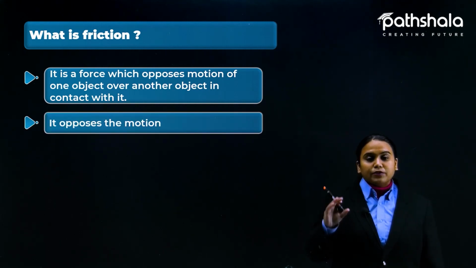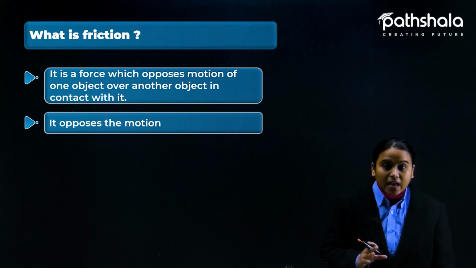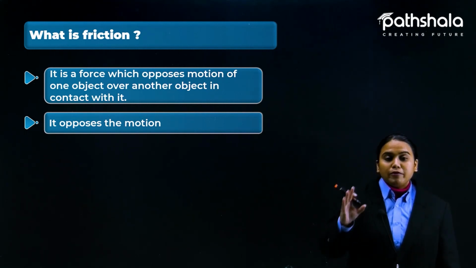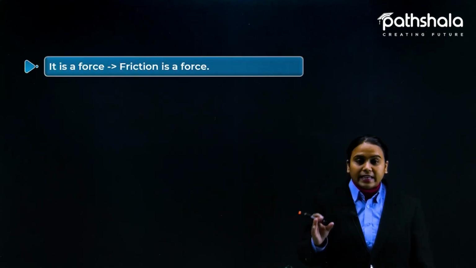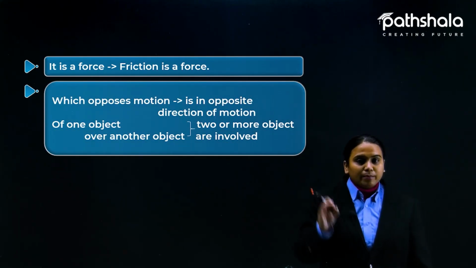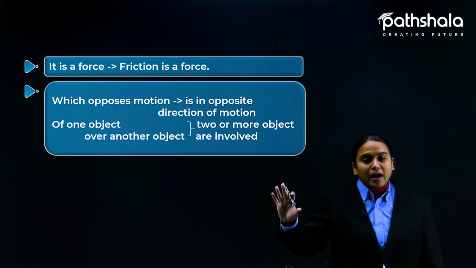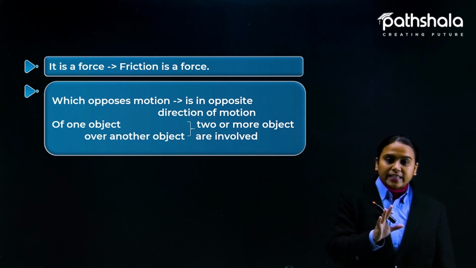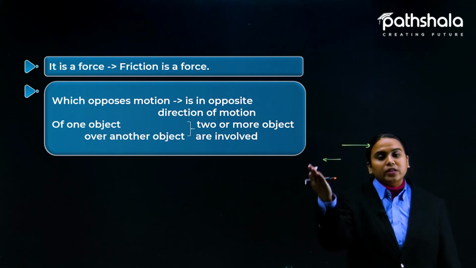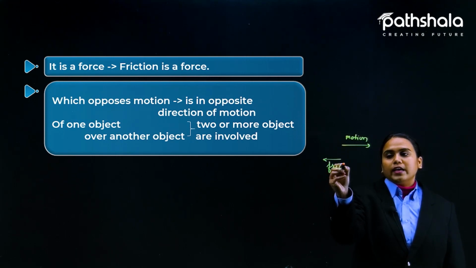So when surfaces are in contact, there is some kind of force between them, that is the friction force, and it always opposes the motion of the body. Friction is a force which opposes motion, that means it always opposes the direction of motion. If the body is moving to the left, then the friction will act to the right, and if the body is moving to the right, then friction always acts in the opposite direction. So if this is the motion, friction acts in this direction.